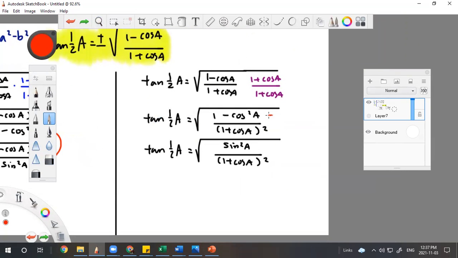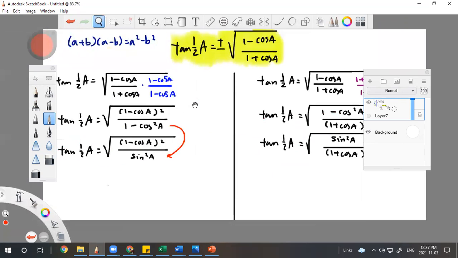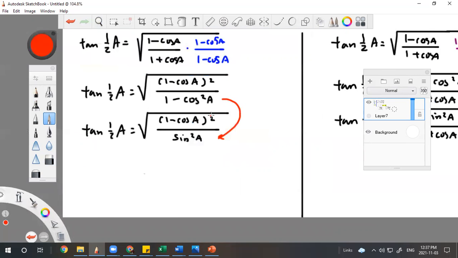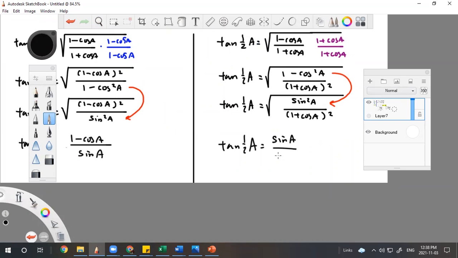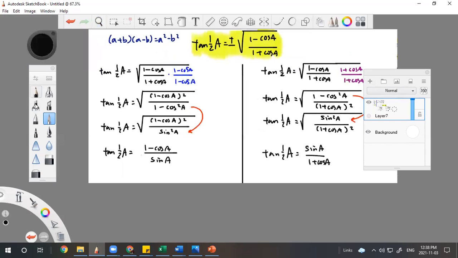Then, we can simplify. Something that is square is rooted. So, we can write tan half A equals 1 minus cos A over sine A. All the square is annihilated because it is square root of square. Done. And here also, sine A over 1 plus cos A. Finish. We prove all the formula.